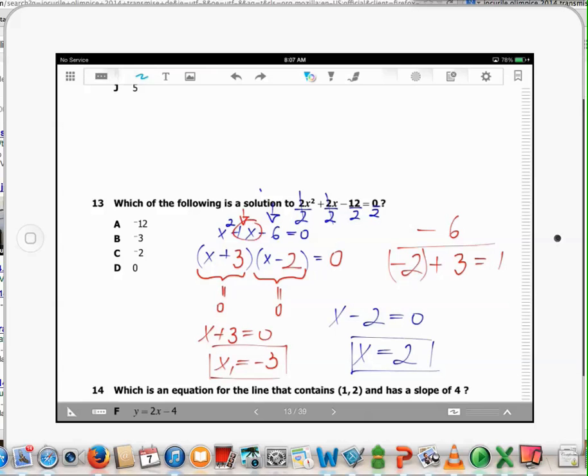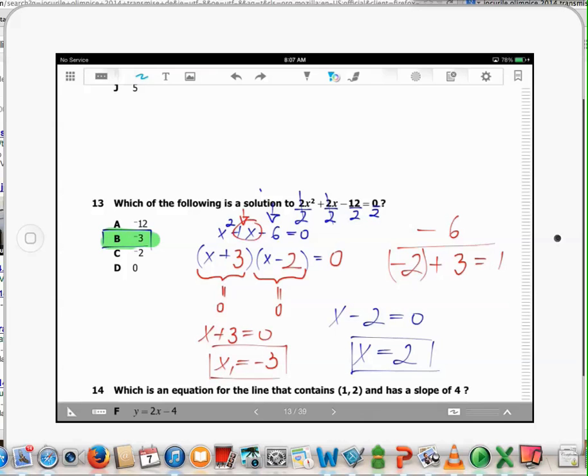So these two numbers are the roots of my initial trinomial, 2x squared plus 2x minus 12 equals 0. The only possibility from the options here will be negative 3. And you are done. That will be the answer to this problem. Which of the following is the solution? Negative 3. And you're moving on.